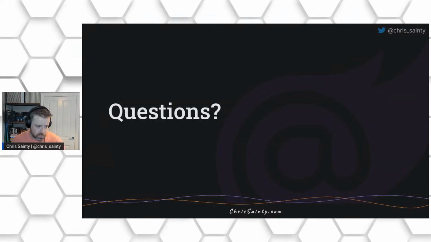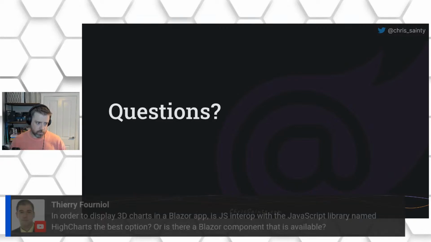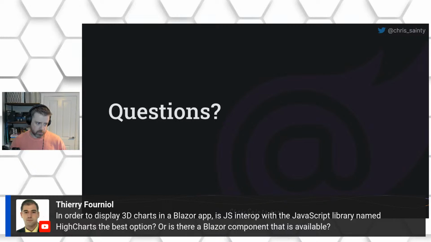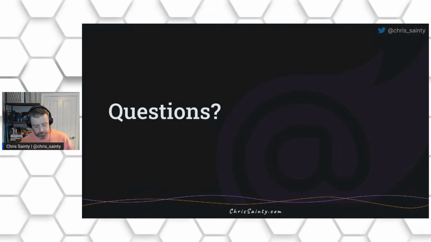Next one. In order to display 3D charts in a Blazor app, is JS Interop with the JavaScript library named High Charts the best option, or is there a Blazor component that is available? Good question. There probably are, at this point. I've seen Blazor chart libraries available. I think, bar one, all of them have been wrapping JavaScript libraries. So the nice thing about the community getting involved is that if someone goes to the trouble of wrapping a JS library, you can just use that as a NuGet package, and you don't really need to care that it's using JavaScript under the hood.